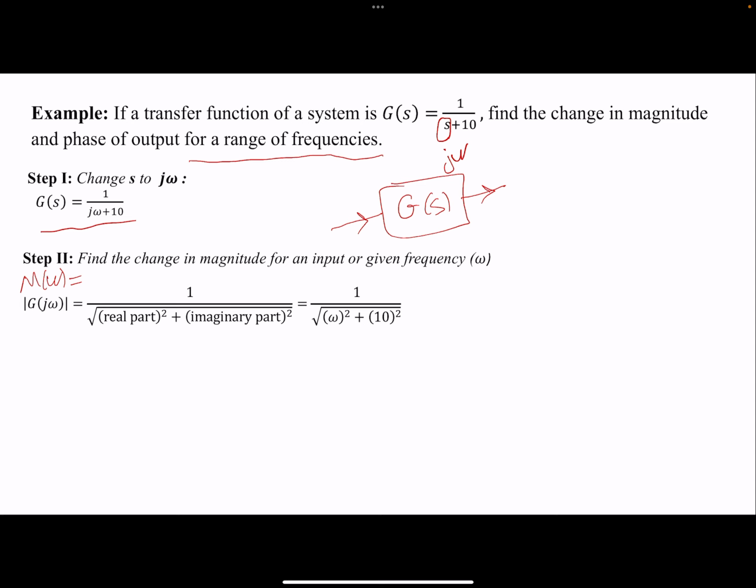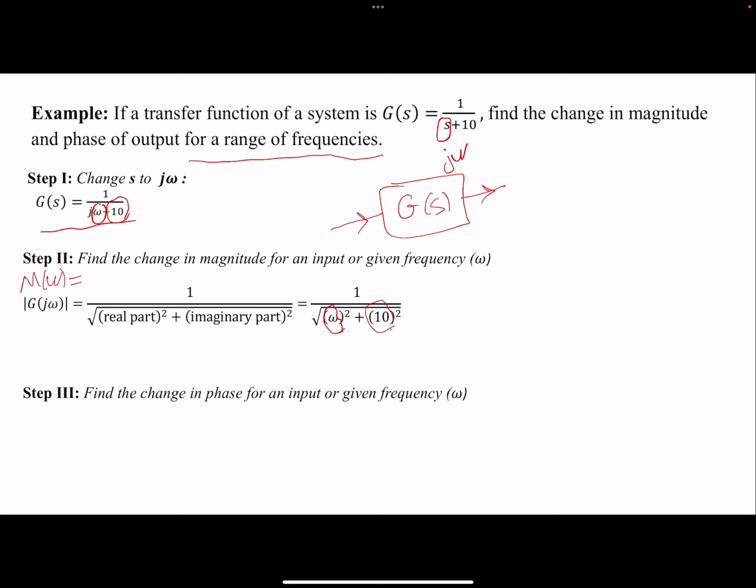And we can find a magnitude with the real and imaginary parts. Here they're in the denominator, and the real part is this 10 that I have here, and the imaginary part is ω. So that would be our M(ω), or change in magnitude. I don't have a specific value for ω. I want to find it for a range of ω, so I keep it as is.